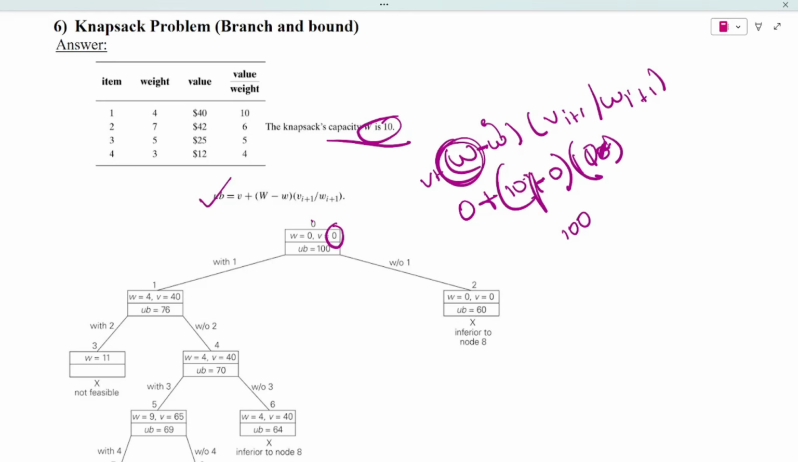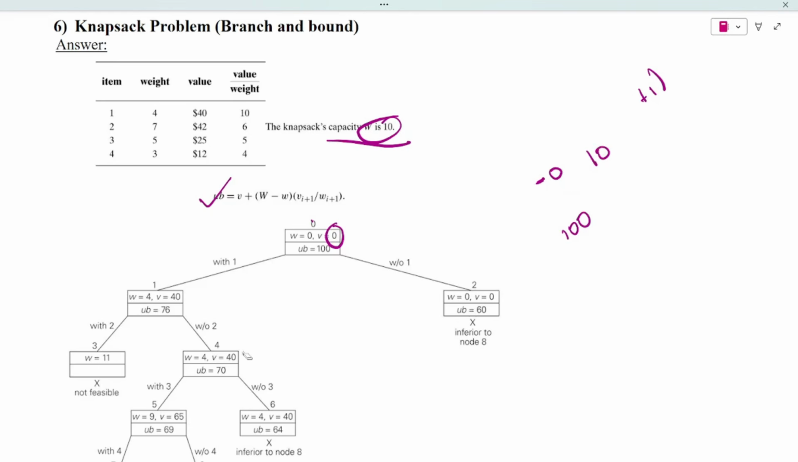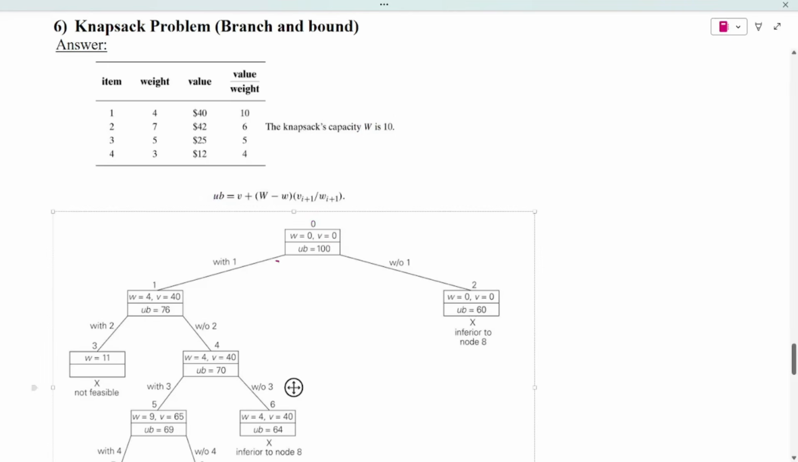Next, again you will be solving the same way. Next I'll be solving 1, and then you can solve and go on. Next, what you'll be doing with 1, that is the first item you'll be considering.